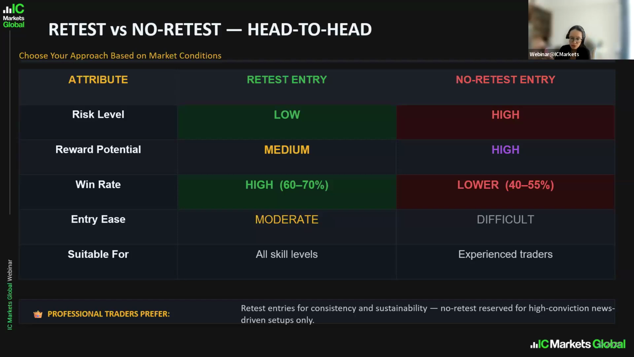Okay, no strategy is going to give you a 100% win rate. That's why you always set a stop loss. Okay, suitable for all skill levels. No, this is going to be for experienced traders.